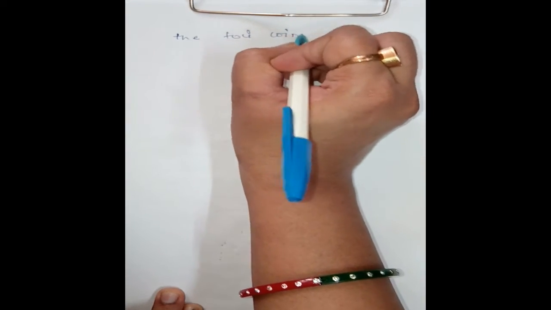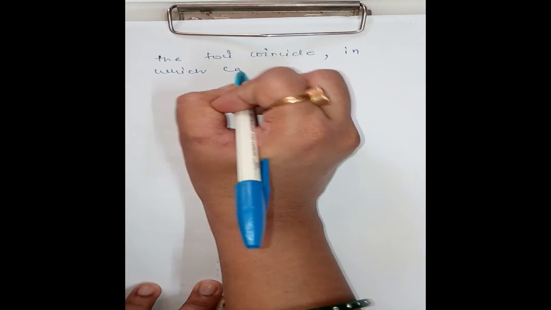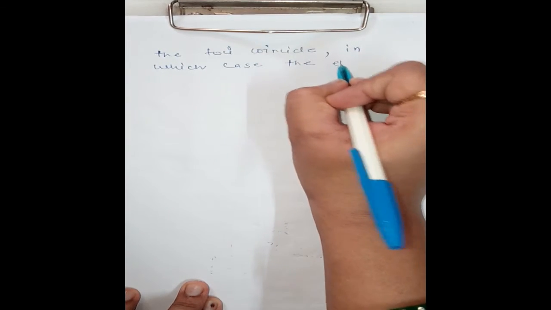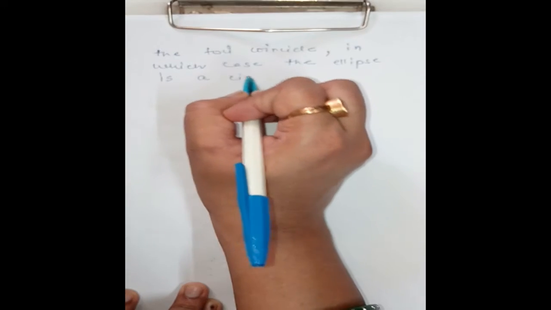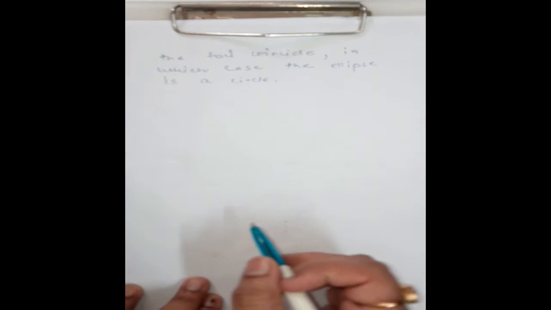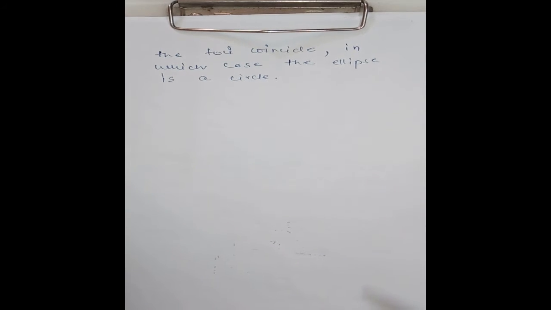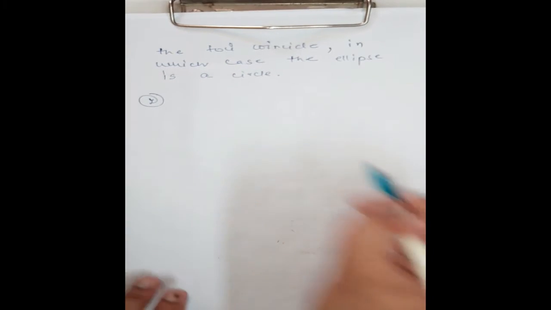A is equal to B only when C is equal to 0, that is, the two foci coincide, in which case the ellipse will become a circle. A is equal to B, the lengths of the major axis and minor axis are equal, then in that case the ellipse will be a circle. Clear?